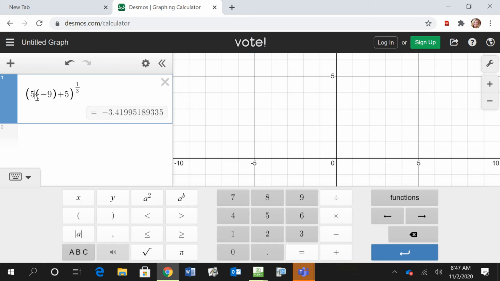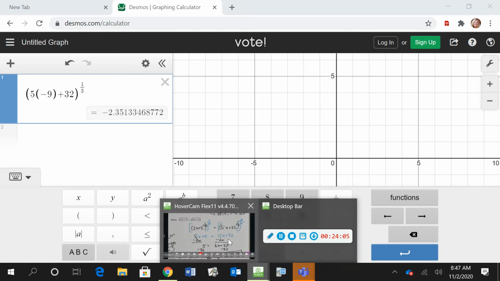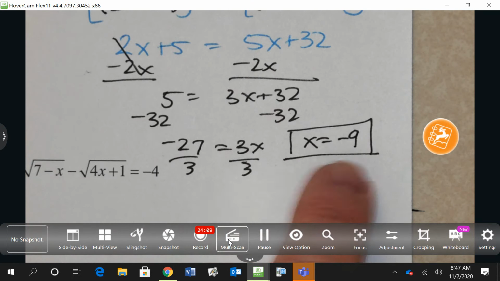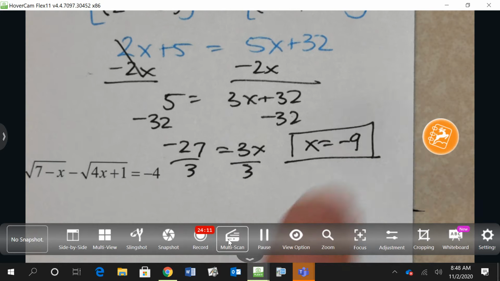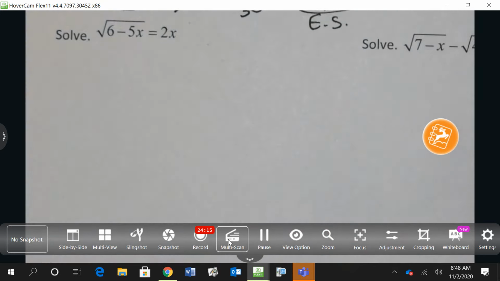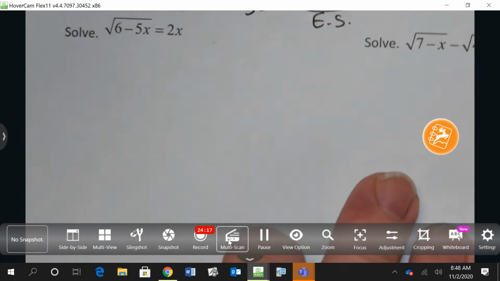Okay, this is 5, negative 9, plus 32. I'm going to write down that answer, negative 2.3513. And I can see the two answers are the same on the left and right. That means negative 9 is the correct answer. Going on to the next problem.